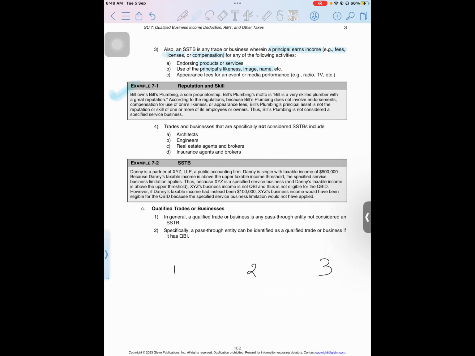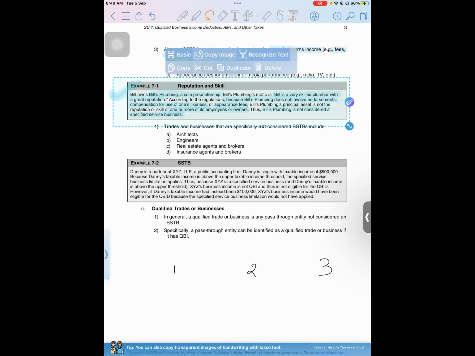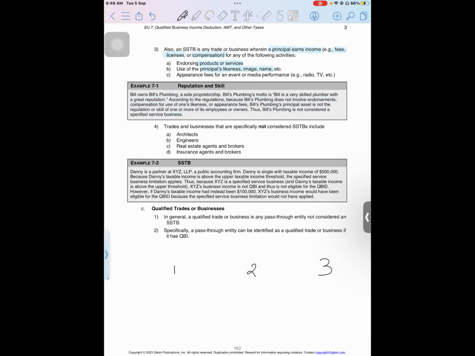So, reputation or skill, here one example is there. Bill owns Bill's Plumbing, a sole proprietorship, and Bill's Plumbing motto is that Bill is a very skilled plumber with a great reputation. According to the regulations, because Bill's Plumbing does not involve endorsement, compensation for use of one's likeness or appearance, or fees, Bill's Plumbing's principal asset is not the reputation or skill of one or more of the employees or the owners. Thus, Bill's Plumbing is not considered an SSTB. So the 3 words you have to look for are whether you are using the principal's likeness, image or name.